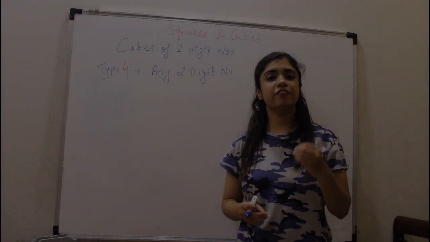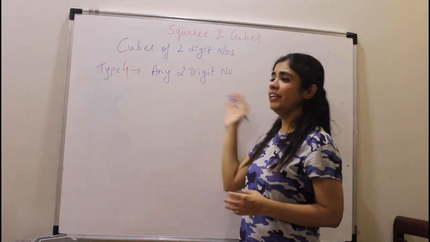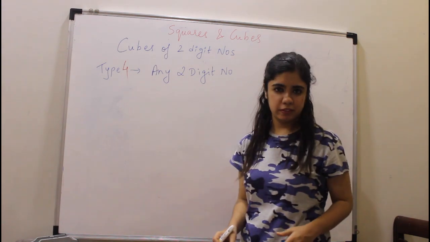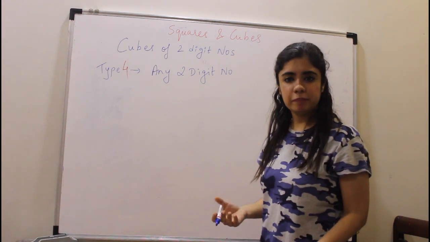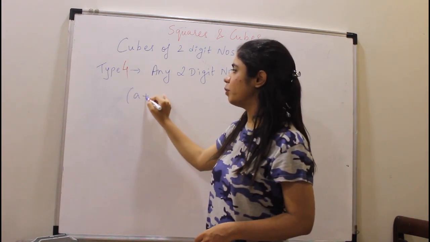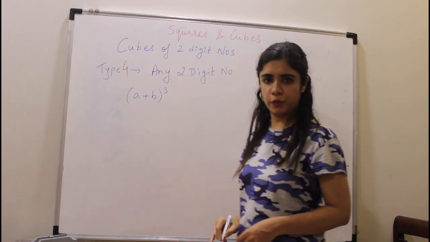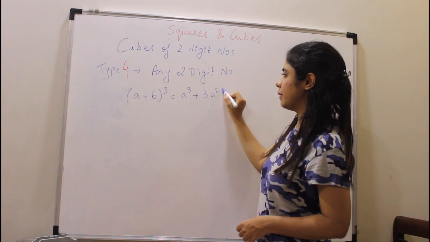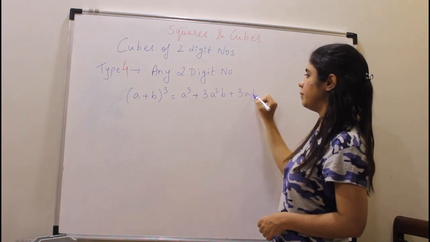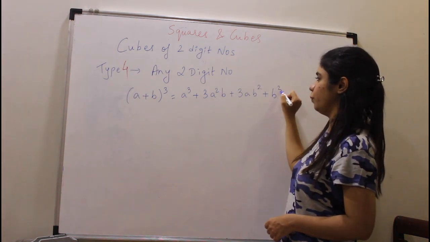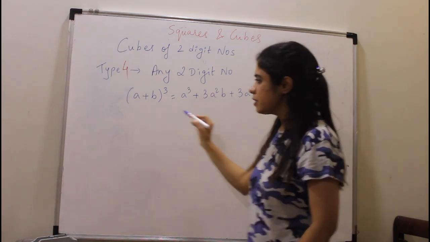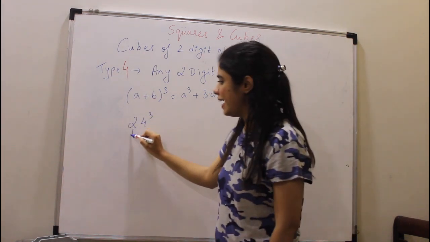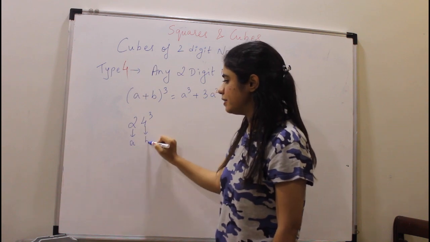Now let's look at the final category, which is any 2-digit number. For any 2-digit number, you can use this method. What are we doing in this method basically? We are just using the formula for a plus b the whole cube, which is a cube plus 3a square b plus 3ab square plus b cube. How do we do that? Suppose I ask you what is 24 cube? So a is 2 and b is 4.